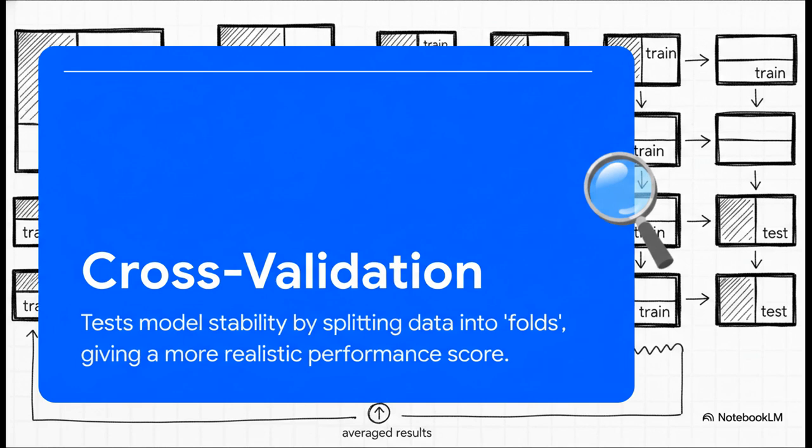Another pro move is called cross-validation. That single train test split we did is good, but what if you just got lucky or unlucky with that one particular split? Cross-validation is like getting a bunch of second opinions. It carves your data into, say, 5 different sections or folds. It trains on 4 of them and tests on the 5th one. Then it rotates and does this 5 times over. By averaging the scores from each of those folds, you get a much more robust and trustworthy measure of how your model will actually perform in the real world.